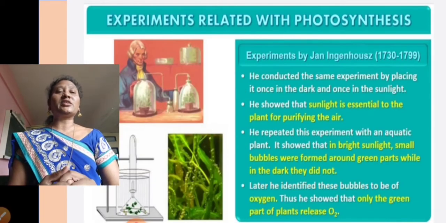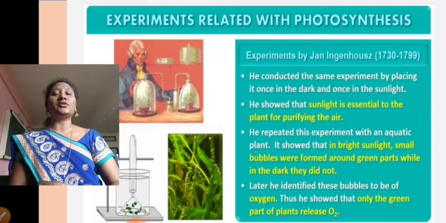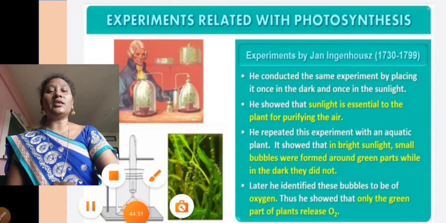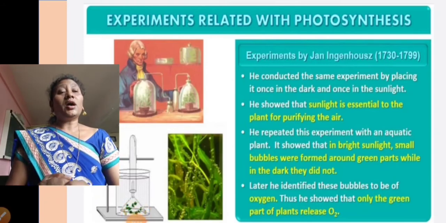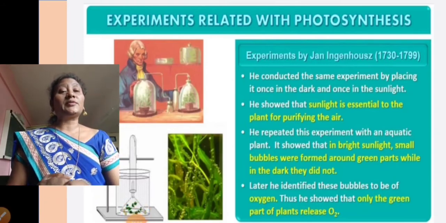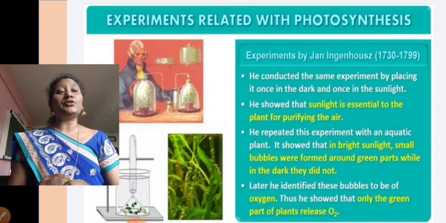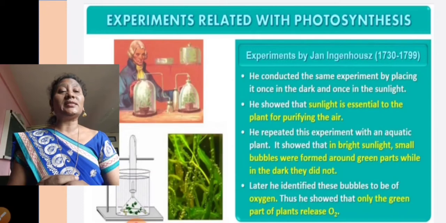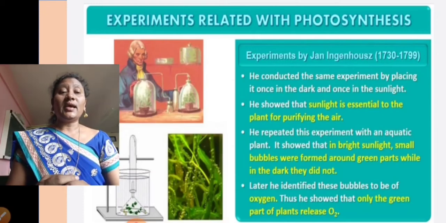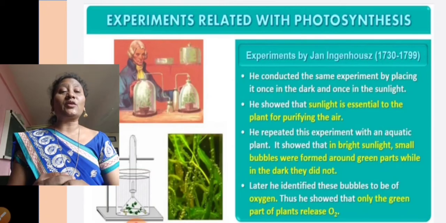And the next experiment is by John Ingenhousz. Let us see about John Ingenhousz. He did his experiments in the years 1730 to 1799. He conducted the same experiment by placing the plant once in the dark and once in sunlight. So he showed that sunlight is essential for plants to purify the air, and he repeated the experiment with aquatic plants.